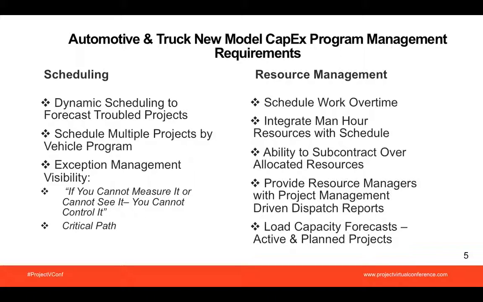There's an old axiom in manufacturing that says if you cannot measure it or cannot see it, you cannot control it. If you look at the resource management side, most of these plants and engineering departments work regular hours and overtime, from 40 to 66 hours. So they need a way with resource management to schedule overtime and reduce the schedule when they work that overtime. Another requirement is to integrate their man hours and resources with schedule, which drives their ability to look at capacity. Also, when they do projects, they many times subcontract outside over-allocated resources. This happens normally in automotive 30 or 40% of the time, and we'll show an example at the end.